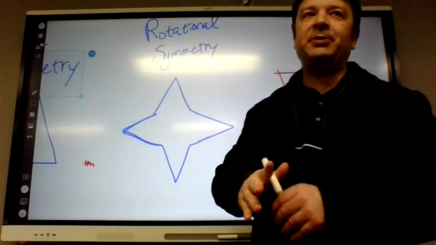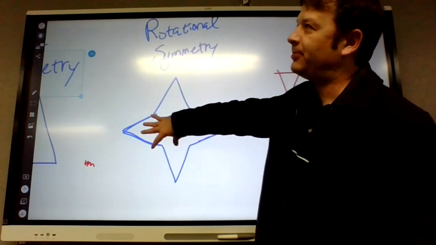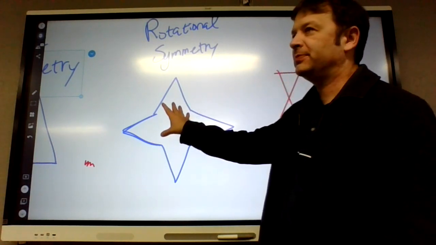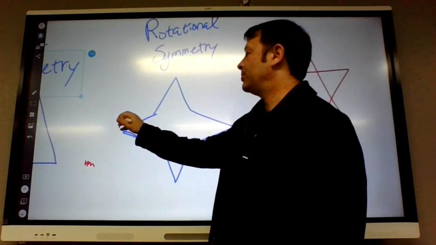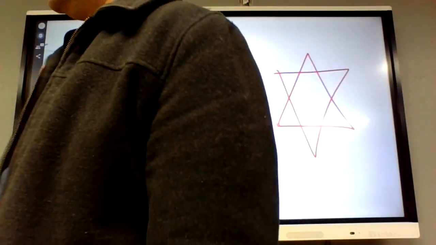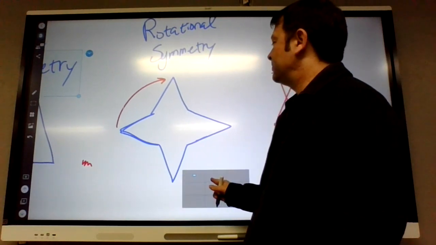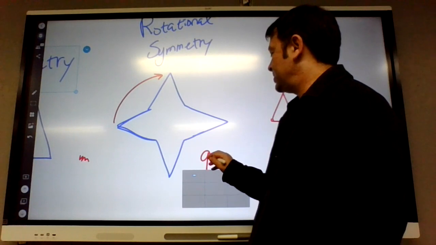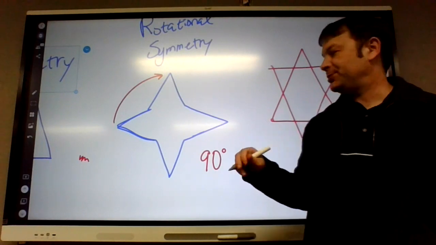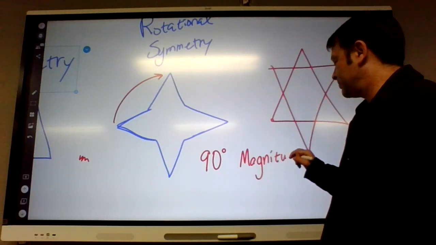So rotational symmetry means: if I rotate it some, does the image look the same? How far would I have to rotate this before it would look the same? 90. Yeah, a quarter turn is 90 degrees. So you could say this has 90-degree rotational symmetry. They call that the magnitude. I should mention that: how many degrees you have to turn it before it looks the same.